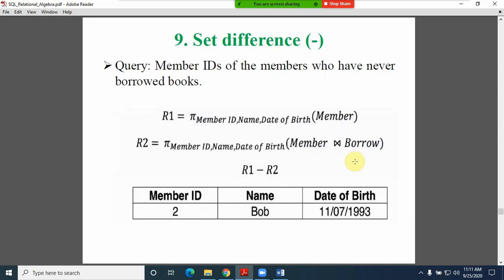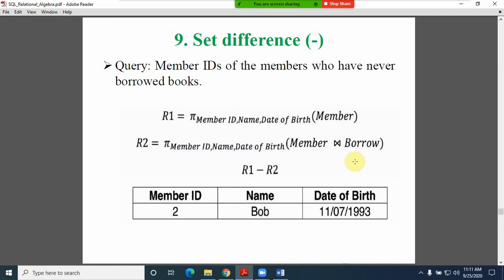Finally, the set difference, friends. We have already seen this is nothing but the MINUS operator in SQL. When talking about the set difference, if I want to output only the records from the first set that are not in the second, I can go with the set difference. The query is: member IDs of the members who have never borrowed books.